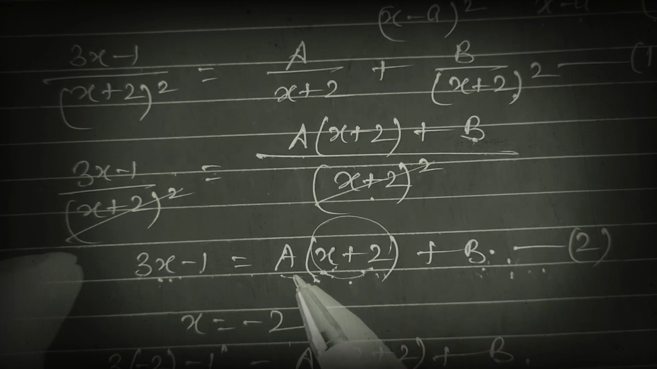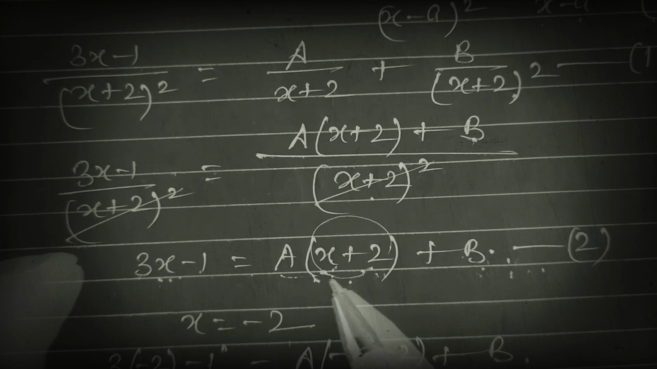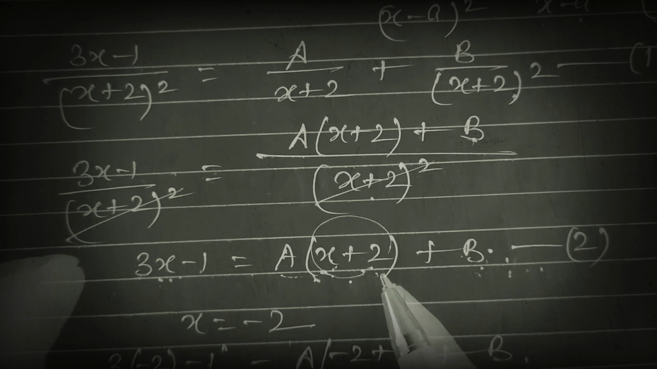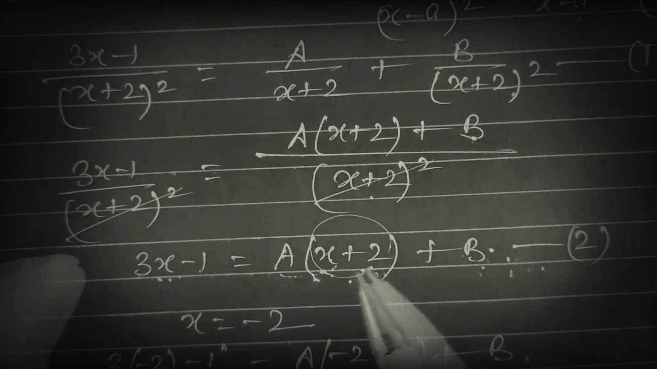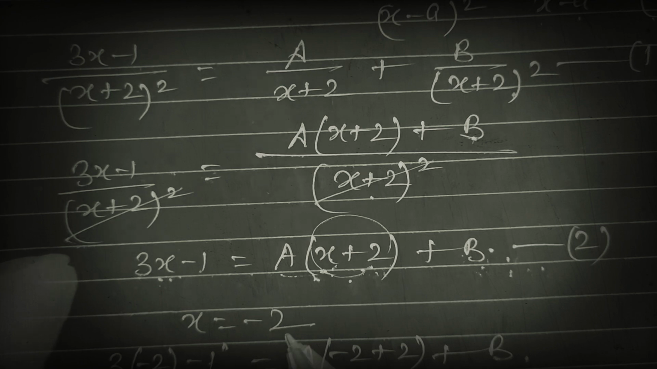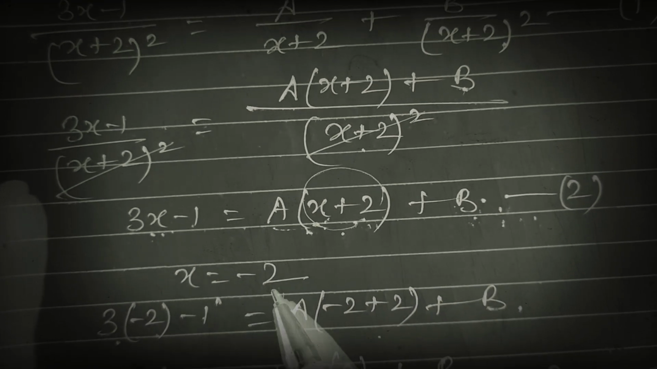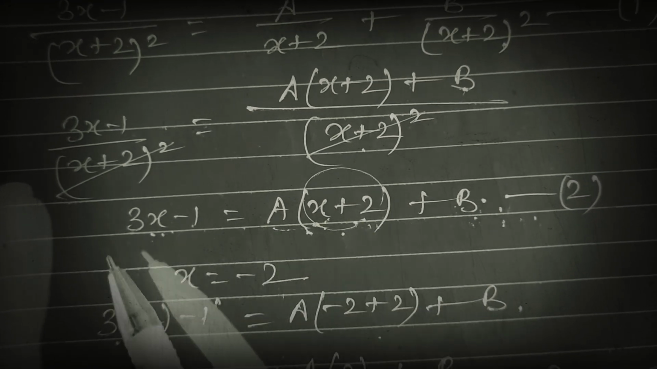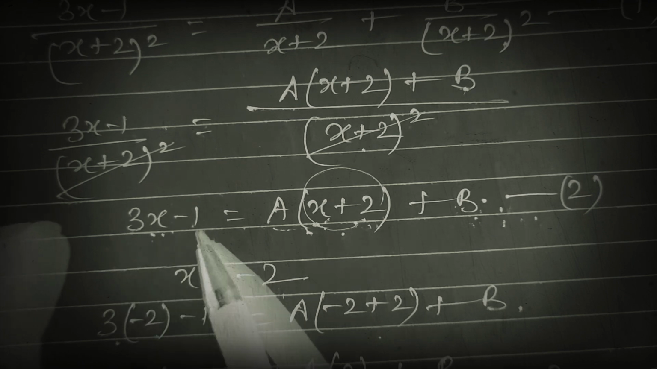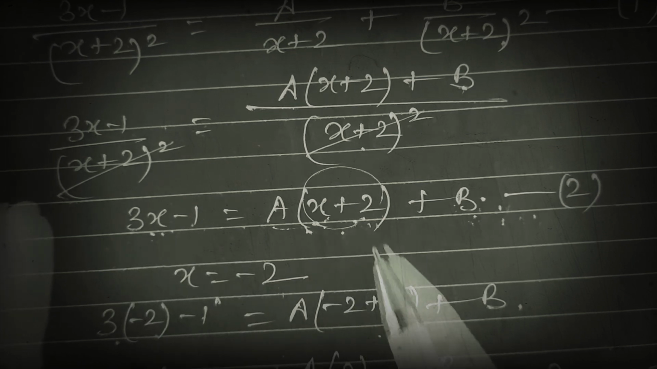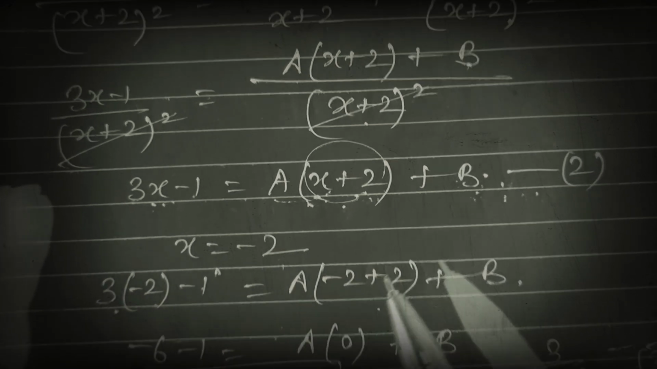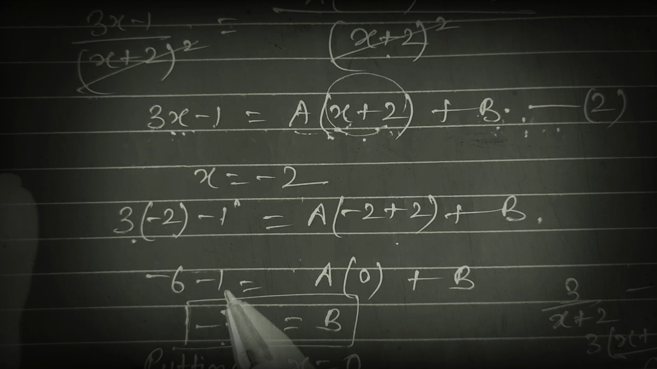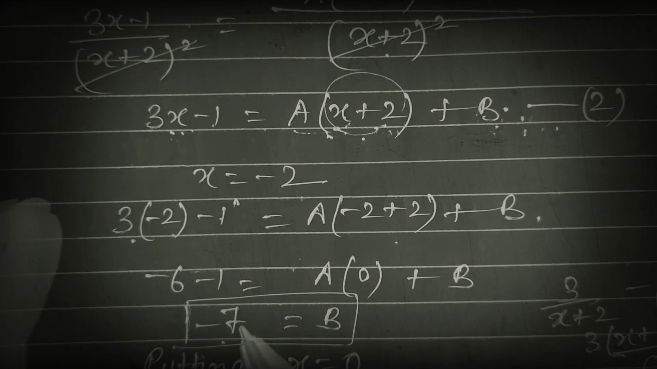We want to find a and b. Then we will put x is equal to minus 2 because we want to make x plus 2 equal to 0. Then we will get b. Clear? If we put x plus 2 as 0, then the value of x is minus 2. So by putting x is equal to minus 2 on both sides, it will be 3 into minus 2 minus 1, a into (minus 2 plus 2) plus b. Then that will be 0, and 0 into a is 0. So b is equal to minus 7.